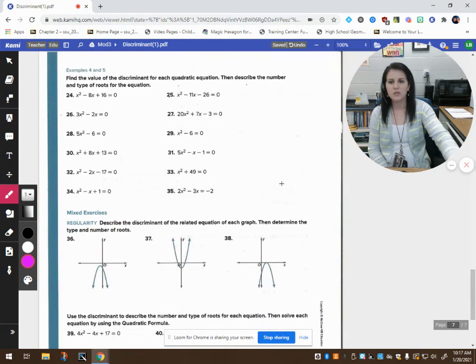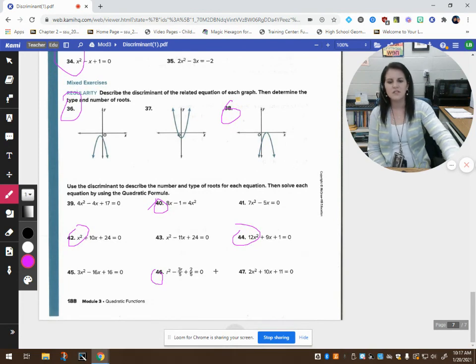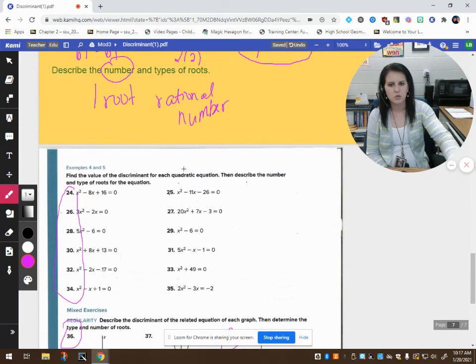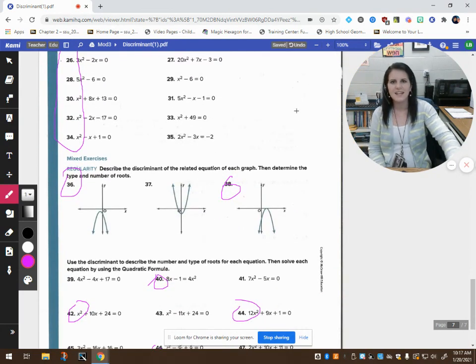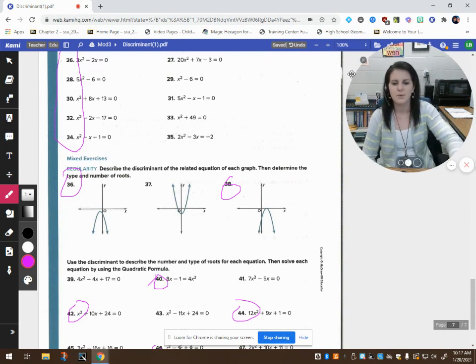All right, so what you're going to do for this assignment, you're going to complete the even problems only. We're going to do 24 through 34, 36, 38, 40, 42, 44, and 46. So evens only, and you're going to show your work and turn that in, and hopefully if you have any questions, you'll reach out and contact me and I will be able to help you.